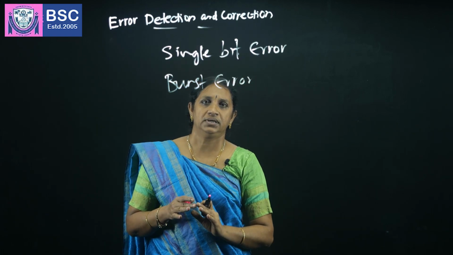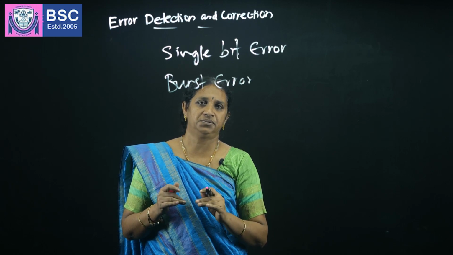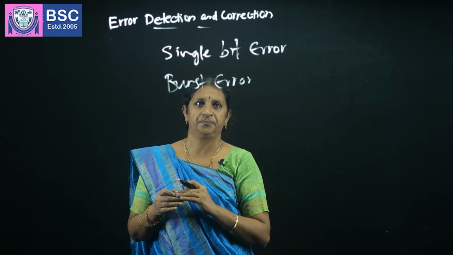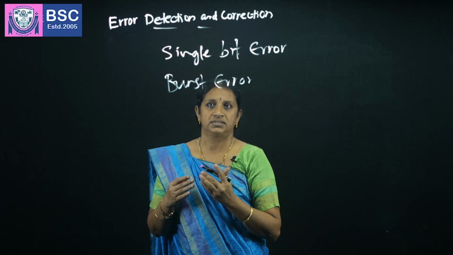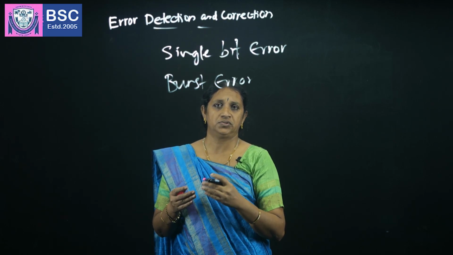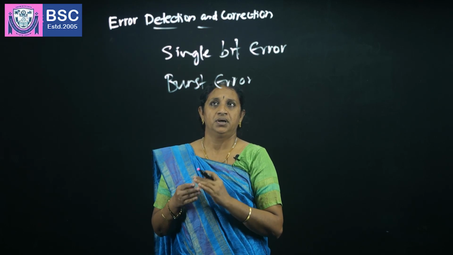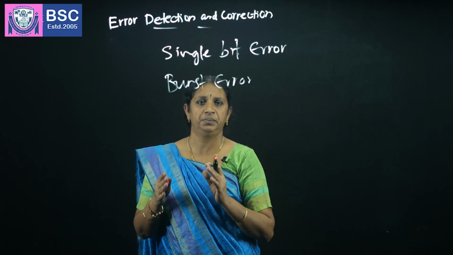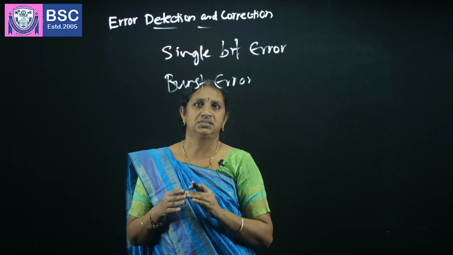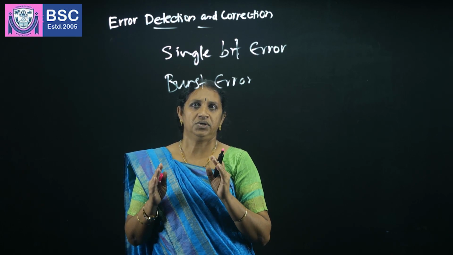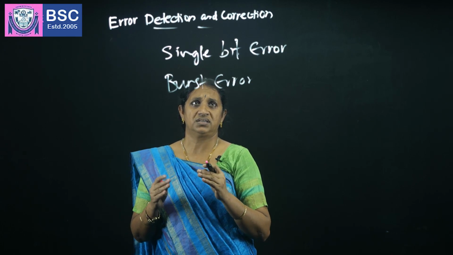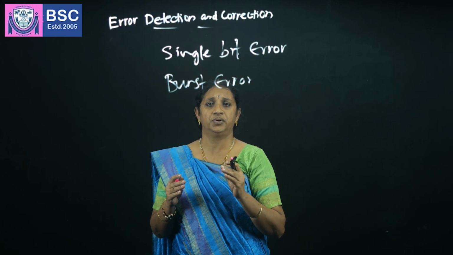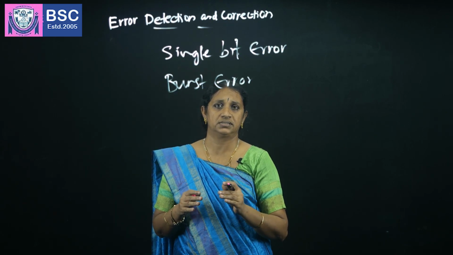In a single bit error, only one bit may change from 0 to 1 or 1 to 0. But in burst error, several bits may change from 1 to 0 or 0 to 1. For detecting and correcting errors, several methods are used. One of the main concepts is redundancy. According to this, we will add extra bits along with the data for detecting and correcting errors.